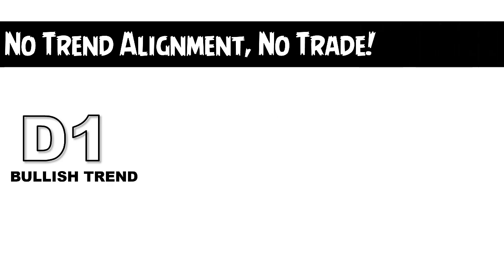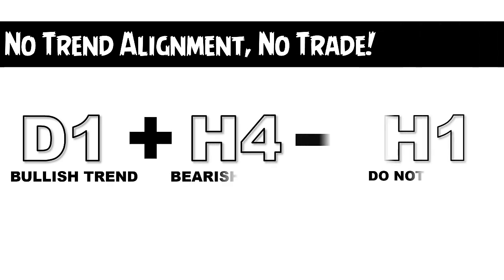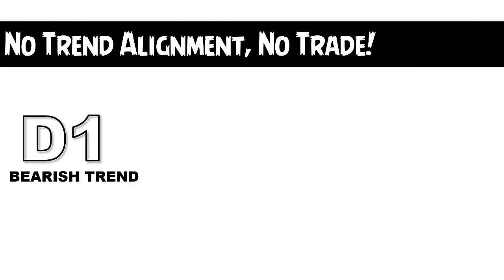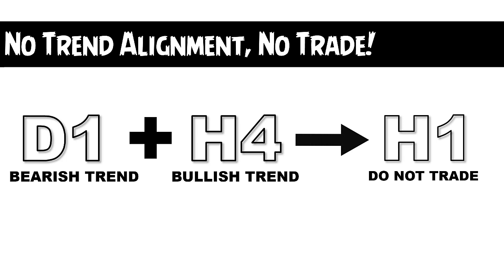However, if the direction of the trend on the daily time frame of a currency pair is bullish and the direction of the trend on the 4 hour time frame of that same currency pair is bearish, we're not allowed to crank down to the 1 hour chart of that currency pair to look for forex trade setups. In the same vein, if the direction of the trend on the daily time frame of a currency pair is bearish and the direction of the trend on the 4 hour chart of that same currency pair is bullish, we're not going to look for trade setups to take advantage of on the 1 hour time frame of that currency pair. So to put it in simple terms, no trend alignment, no trade. It's really that simple.